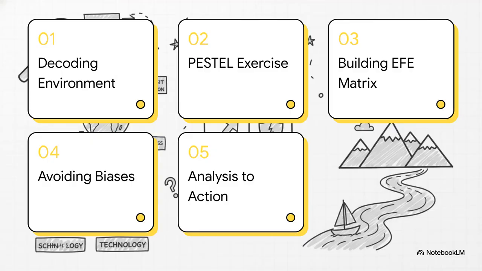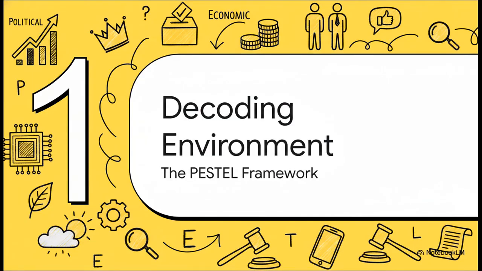Here's our workshop roadmap. We'll start by decoding the business environment, then move into a step-by-step PESTEL exercise, build an EFE matrix, learn how to avoid some sneaky analytical biases, and finally, move from pure analysis to real action. Okay, let's dive into this.